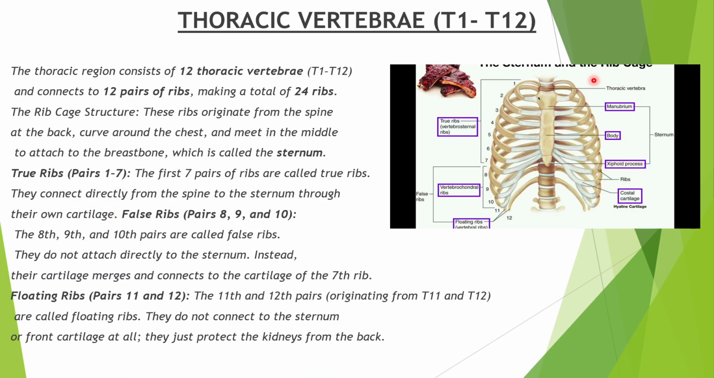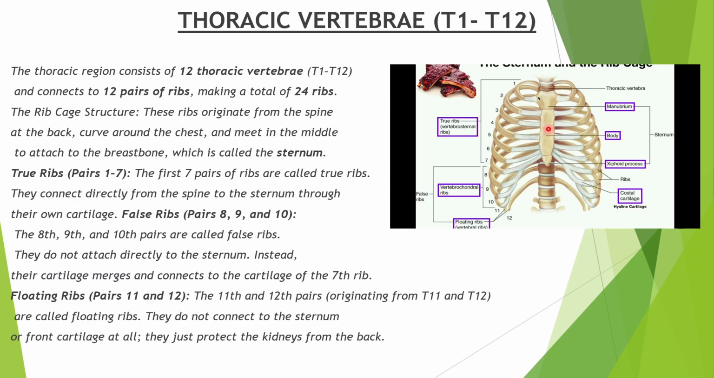Now let's see the next one, the thoracic vertebrae. This is the thoracic vertebrae, which is present in the chest region, in the upper back, and it is T1 to T12 in number. It connects the 12 pairs of ribs, making 24 ribs, here and here. And these ribs originate from the spine.